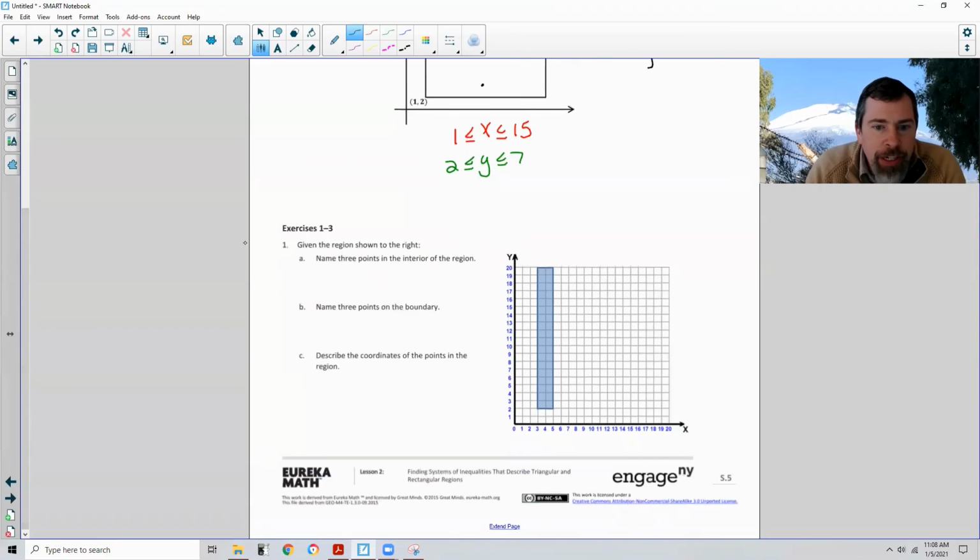So let's move on to exercises 1 through 3. And it says, given the region shown to the right, name 3 points in the interior of the region. Okay, so I'm just going to make this really simple. I'm just going to pick 3 points. There's one there. It's the point 4, comma 3. So I'm just picking random points. There's a point, and that is the point 4, comma 15. So there's infinitely many solutions here, because if I chose this point here, then that is, say, 4.5, comma 9.5.